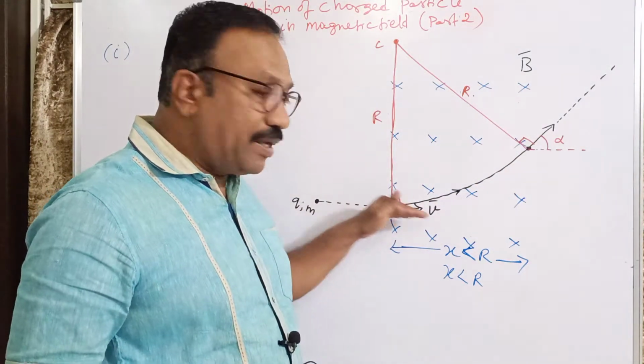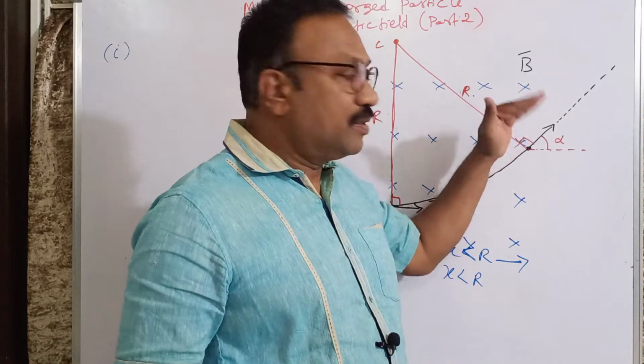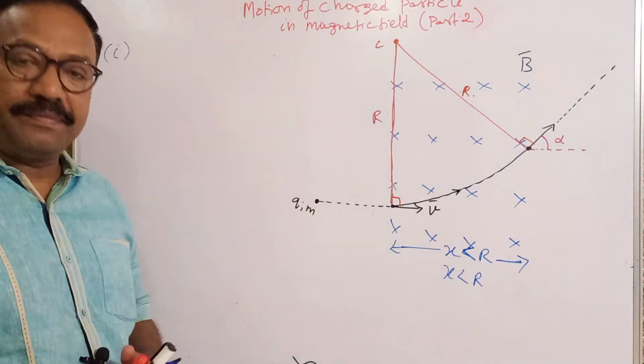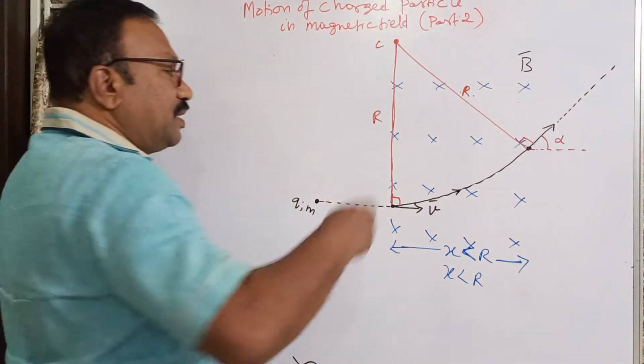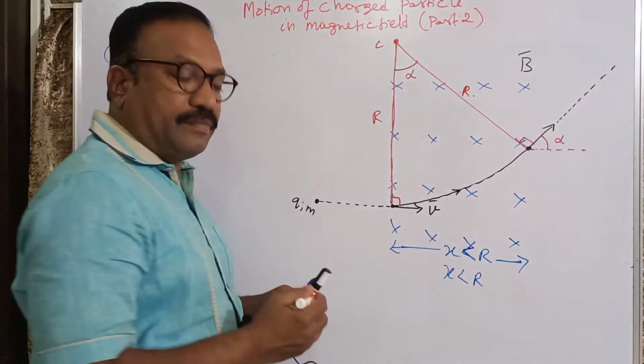This is the initial direction. This is the final direction. So how much angle has it turned? Through an angle alpha. So we have to find that alpha now. You know, this alpha is equal to this angle. You know why?